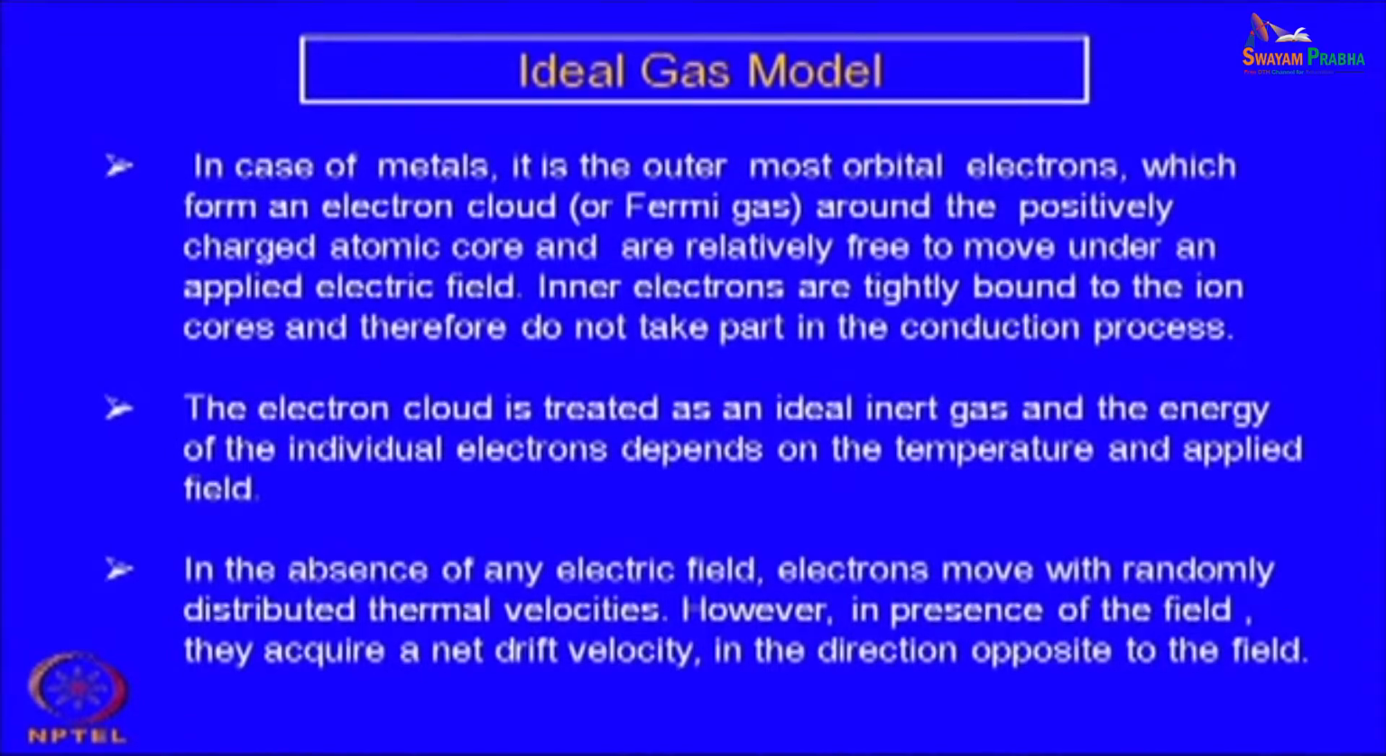In the absence of electric field, electrons move with randomly distributed thermal velocities. However, in presence of the field, they acquire a net drift velocity in the direction opposite to the field, because these are electrons, negatively charged. So, they will move in the opposite direction.